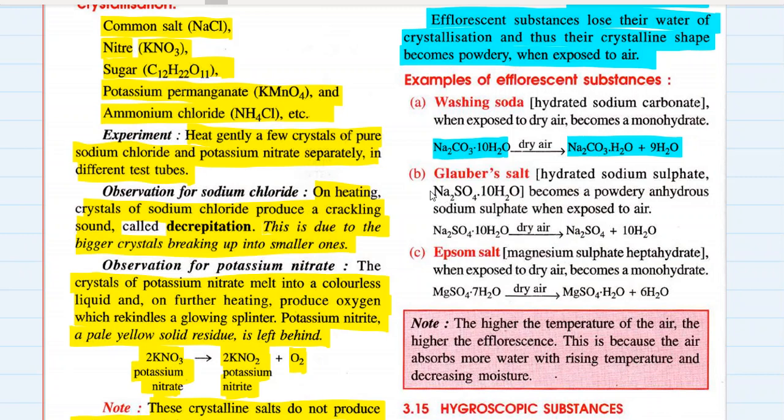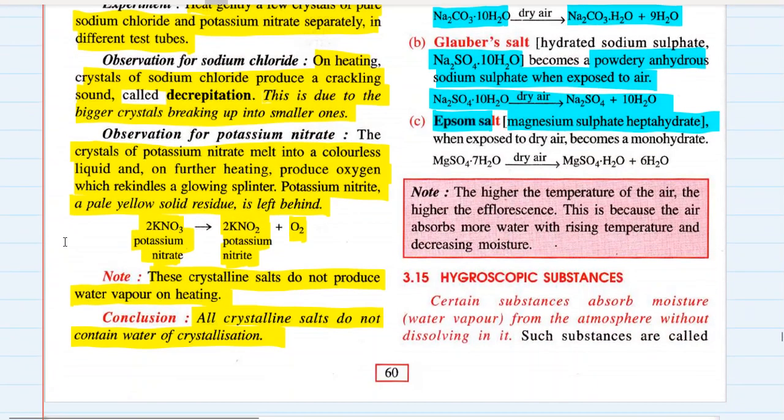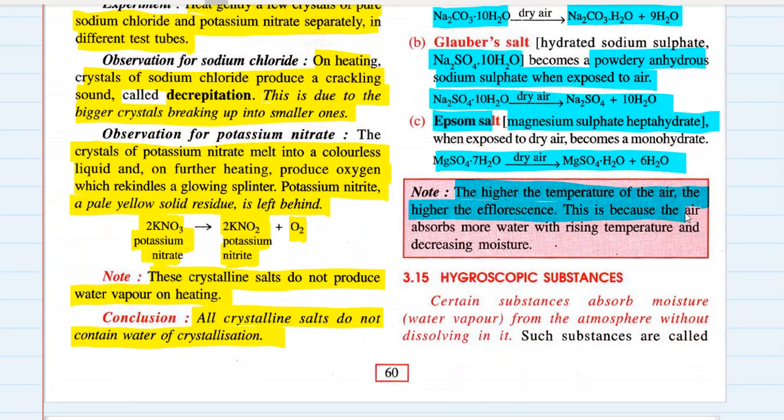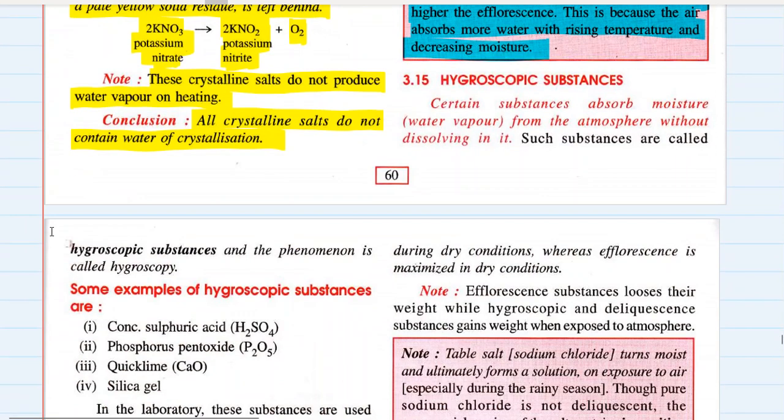Glauber salt, sodium sulfate, becomes powdery anhydrous sodium sulfate when exposed to air. Epsom salt, magnesium sulfate heptahydrate, when exposed to dry air becomes monohydrate, almost powdery. The higher the temperature of the air, the higher the efflorescence. This is because air absorbs more water with rising temperature and decreasing moisture or humidity.